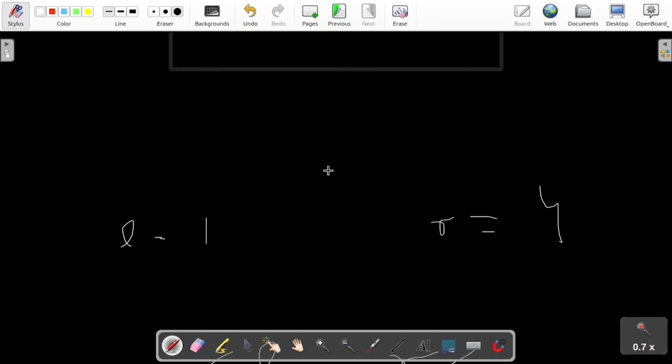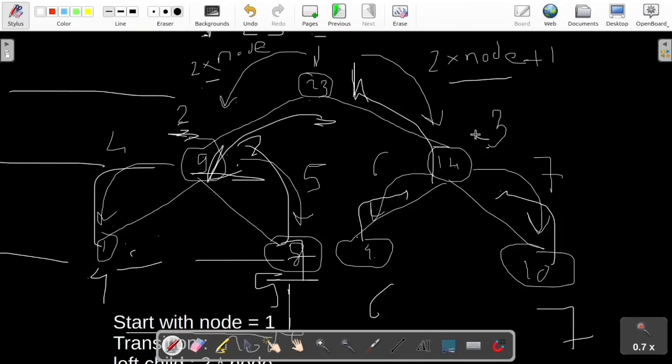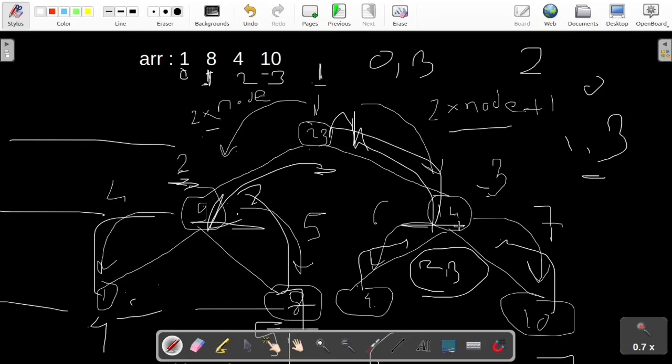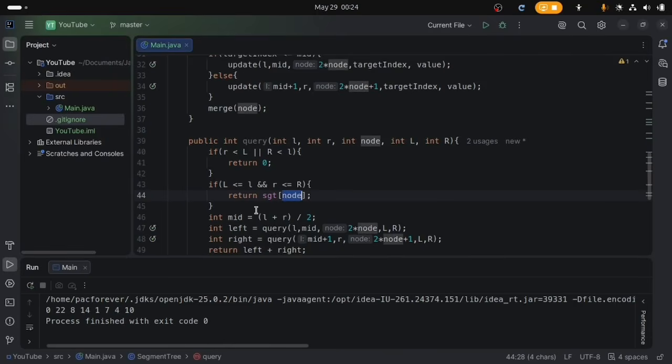Okay, for example, if your query range is from 1 to 3 and you are over here, which is denoting 2 comma 3, so 2 comma 3 is completely overlapping with 1 comma 3. So you will just return the answer from this node directly, and for this node its index we know. For root node 1, left child 2 times node, and for right child 2 times node plus 1, so 2 under 2 plus 1 is 3, so SGT of node.